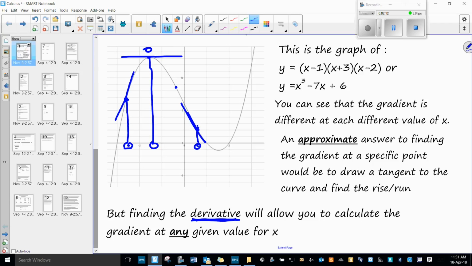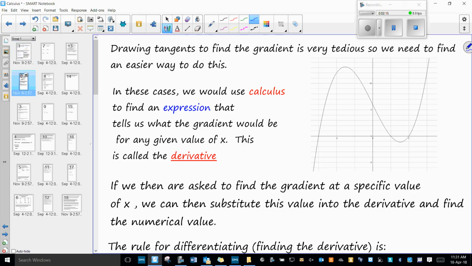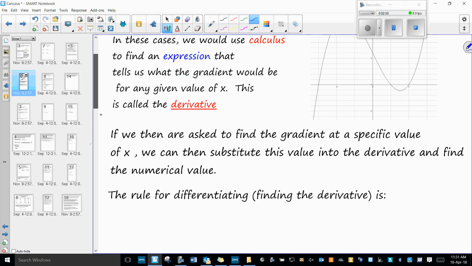Right, so drawing tangents to find gradient is very tedious, so we need to find an easier way. So in these cases, we would use calculus to find an expression. Now, be aware that some people start to get confused. The derivative is an expression, so it will have x values in it. And the reason is, as we just said, that at different values of x, you're going to get a different answer. So our derivative has the x in it. You then substitute your value of x to find the actual numerical value.